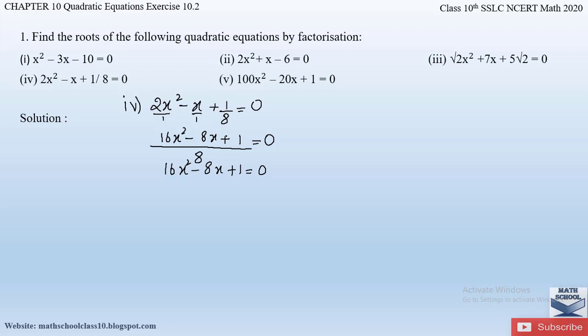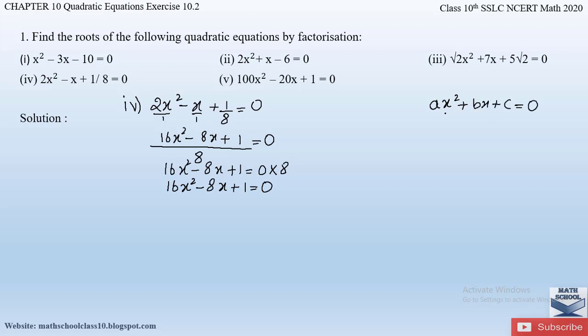And if we send this 8 to the right hand side, it will be in the multiplication 0 into 8. So what is 0 into 8? Nothing but 0. So the equation we get here is 16x square minus 8x plus 1 is equal to 0. So this is our simplified form of the quadratic equation. Now for this quadratic equation, let us find the roots. So let us first of all write down the standard form of the quadratic equation, that is ax square plus bx plus c is equal to 0.